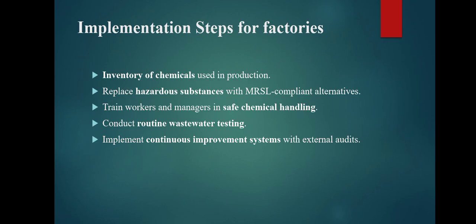Implementation steps for factories. To become ZDHC compliant, factories need to make a full chemical inventory of every substance used. Replace hazardous chemicals with safer and approved alternatives. Train staff on chemical safety and best practices. Test wastewater regularly, and set up an internal system for continuous improvement and external auditing.